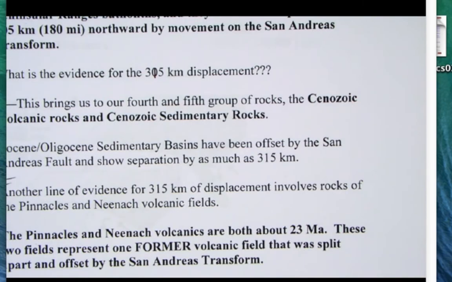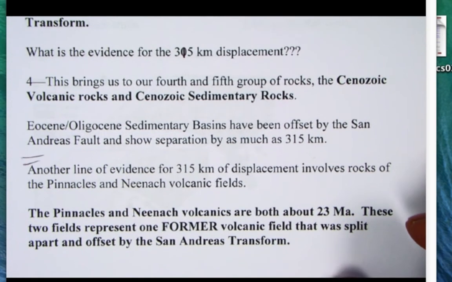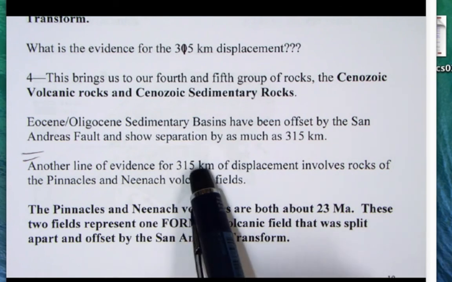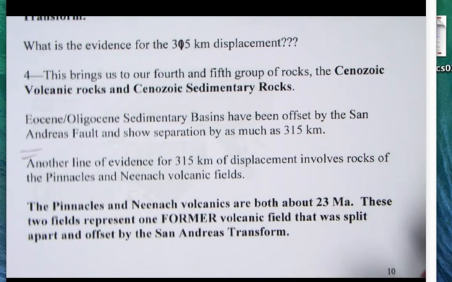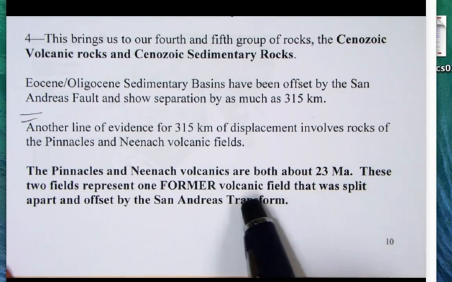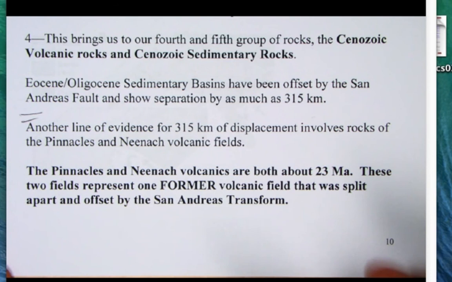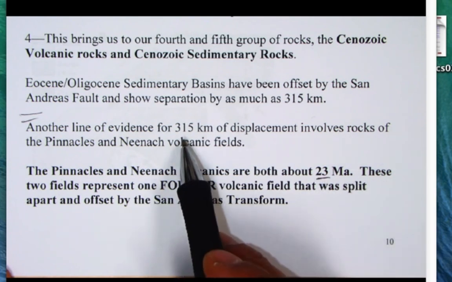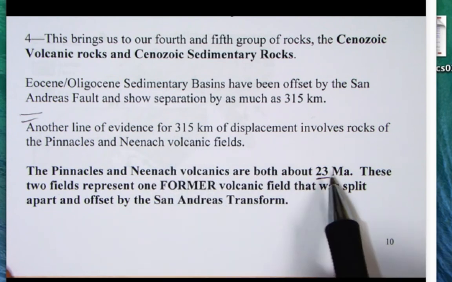So now let's look at the Pinnacles. The Pinnacles are going to be the next line of evidence here. That's going to tell us that there's been at least 315 kilometers of displacement. One thing that we know is that the Pinnacles and Enoch volcanics are both about 23 million years old, which means that this 315 is a minimum distance, because the fault had been moving already for 5 million years. Remember, it started at 28 million years.